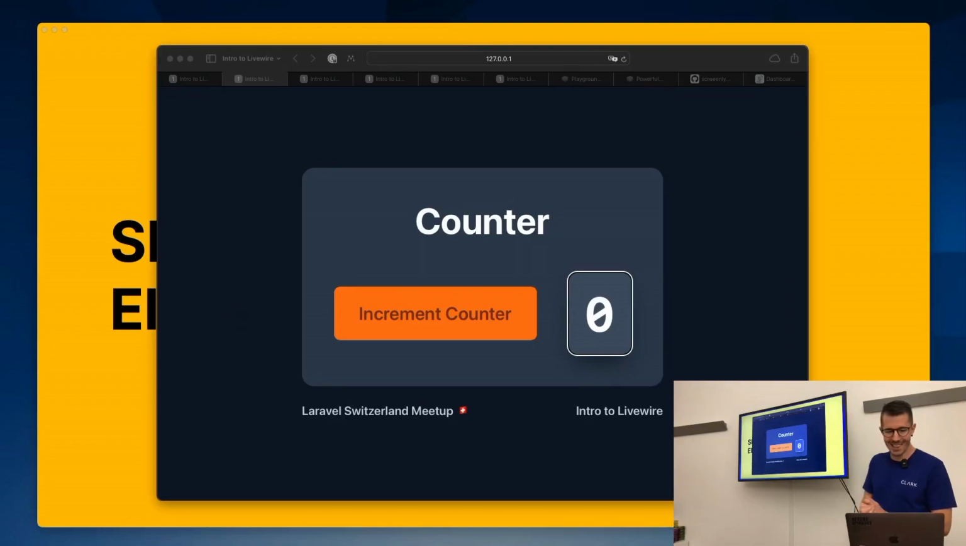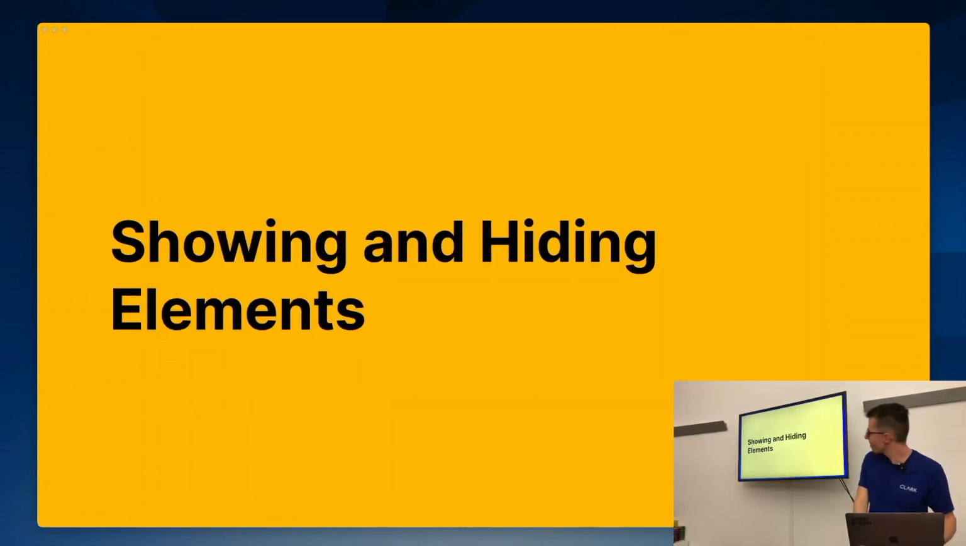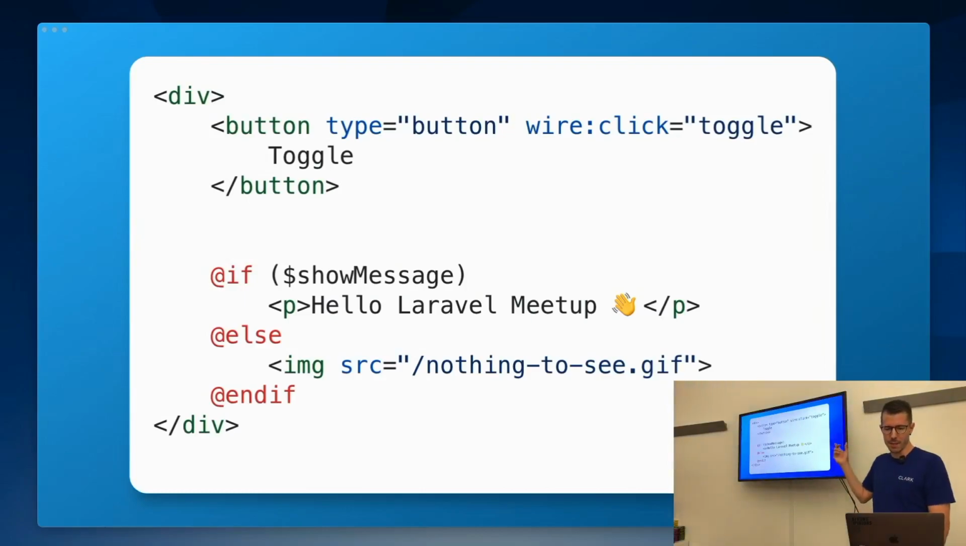That's cool. Very, very simple. Another feature you might need is showing and hiding elements based on the input of a user. And this you can simply achieve with the if directive you might already know from Blade. In this example, when the button is clicked, a toggle method runs, and the method simply changes between true and false. And depending on the value, we show a string or a GIF.